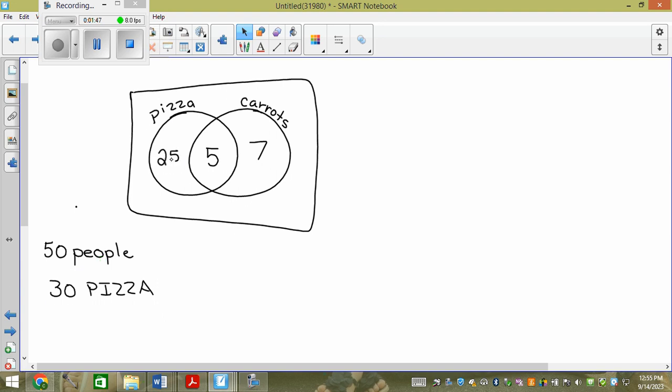How would I find the outside people? Yeah, so it'd be 50 minus 37, which is 13. So 13. Right? And we fill it in that way.